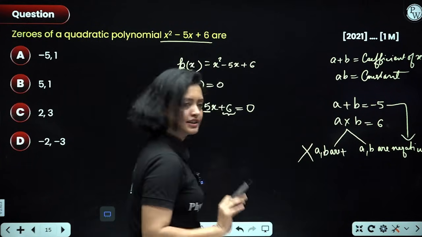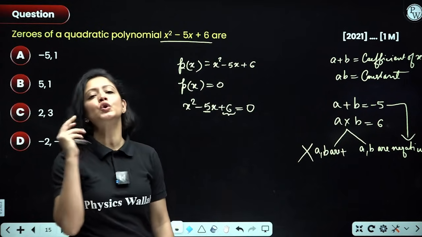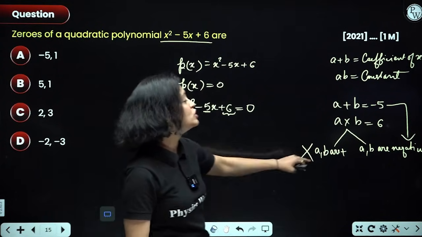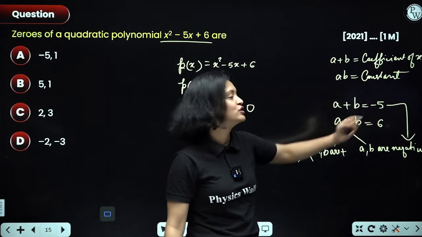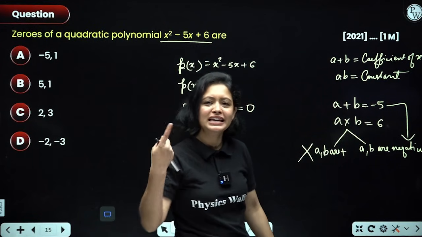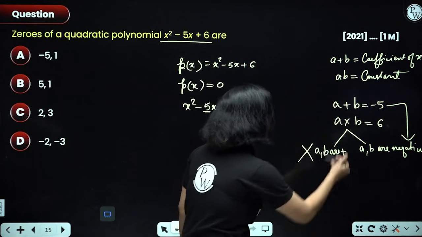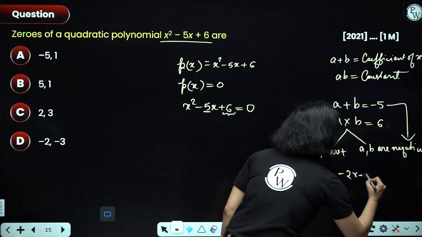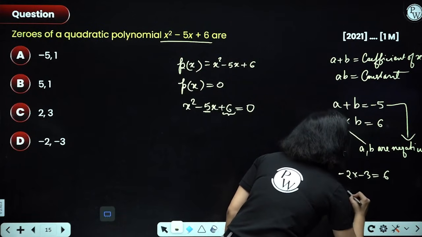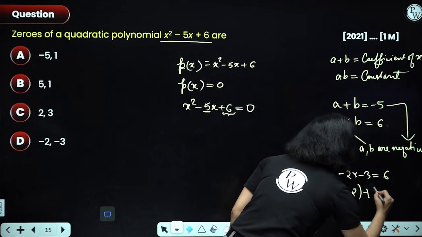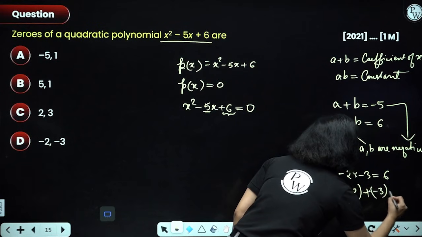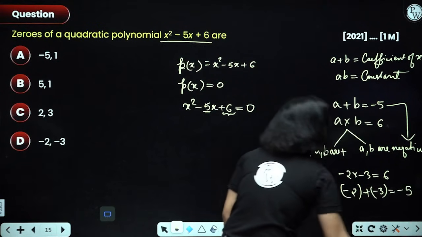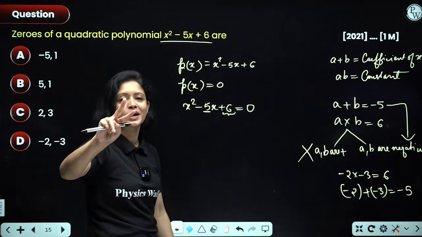Got it? Okay? So now you are going to figure out two negative numbers whose product is 6 and whose addition gives you negative 5. So I think you can easily figure that out. First of all, you can start with the product. So you can see that negative 2 into negative 3 is 6, and negative 2 plus negative 3, everyone, is equal to negative 5. So you have figured out your two numbers, right?